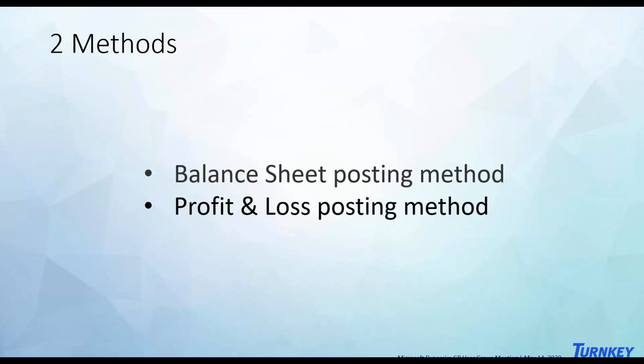So there are two methods that GP allows and we can set up as default. One is the balance sheet posting method. That is the simpler method. And then there's also the profit and loss posting method, which is a little bit more complex. We're going to look at both of those. I would say the majority of folks probably use the balance sheet posting method, but the choice is yours. And you don't have to pick one or the other. You can use the balance sheet for some deferrals and maybe the P&L for others. So you're not locked into one or the other.